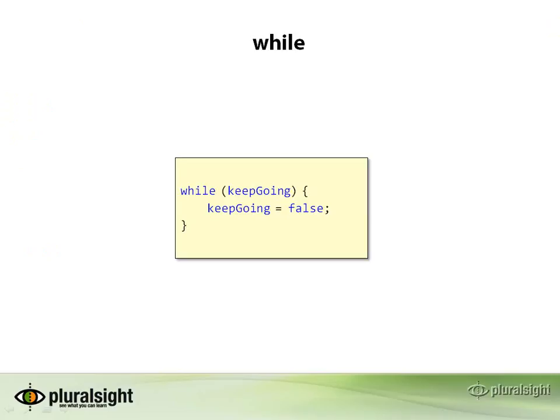We're not done talking about loops. JavaScript has another looping construct, the while statement. The while statement is a pre-tested loop, which means that the conditional expression is evaluated prior to executing the body of the loop. So in the example that we see here, the expression is keepGoing. Now, if that value is false, the body of the loop will never be executed. If it's true, the body of the loop will be executed, and then the test will be applied again.